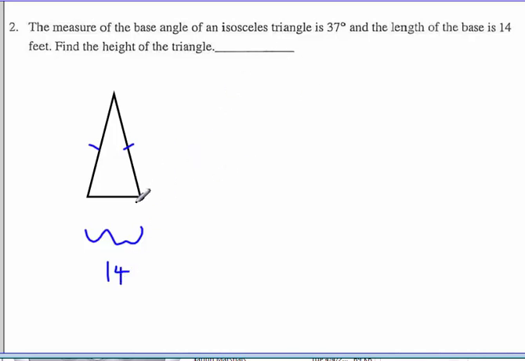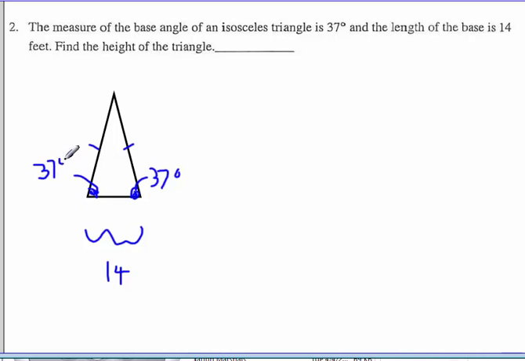And we know that the base angles, which are the angles that sit on the base, are the ones that are equal to each other. So this angle and this angle are both 37 degrees. I'll put it right there, 37 degrees. I'll put it right there, 37 degrees.